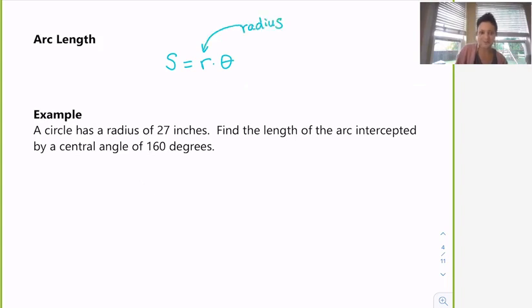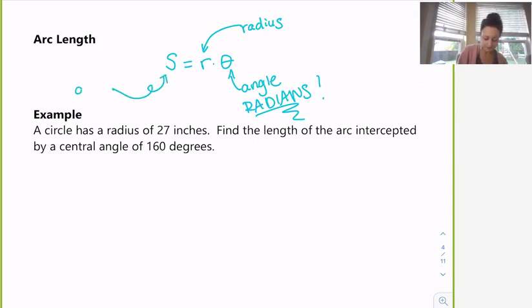R is going to be my radius. What do you think theta will be? Theta is going to be my angle, but this is really important. It has to be in radians. Notice when we did that warm-up, we were looking at not 90 degrees, but pi over 2 radians, okay? So the angle has to be in radians, and then S is your arc length.